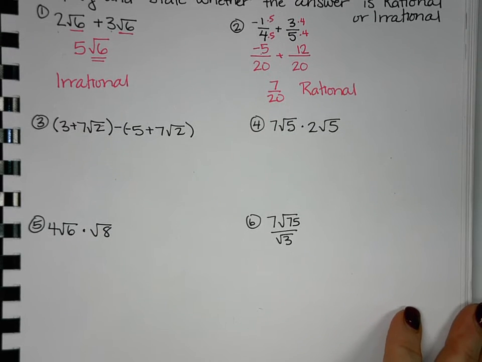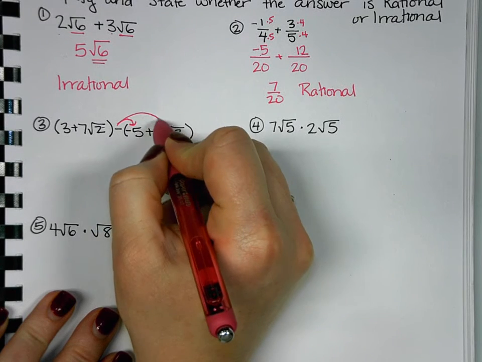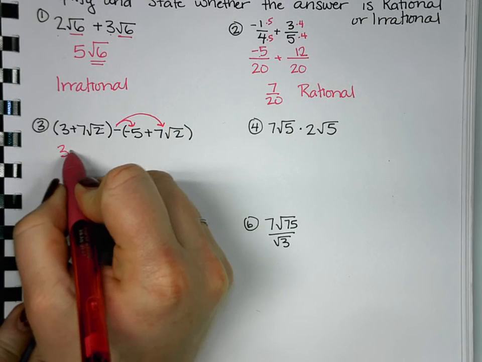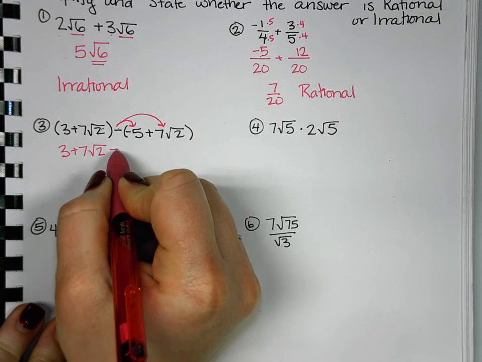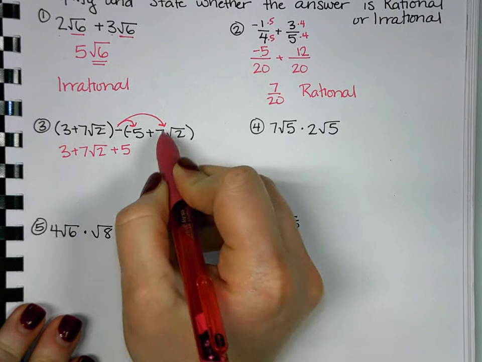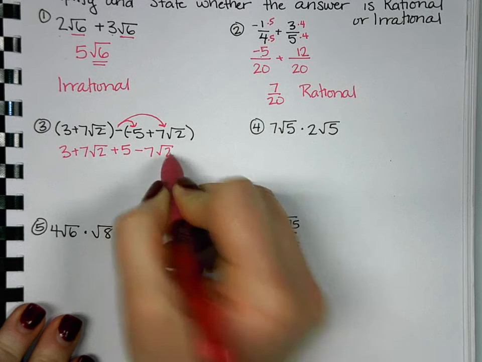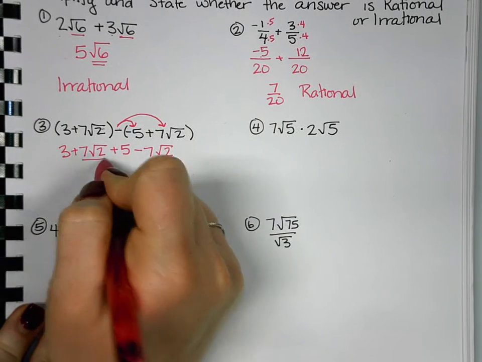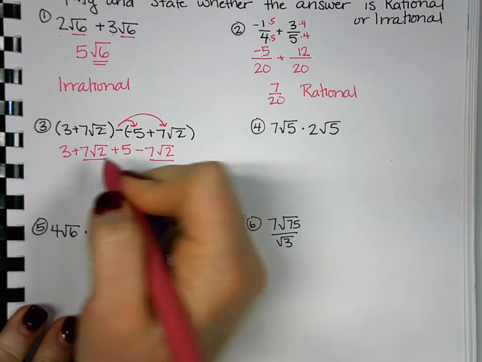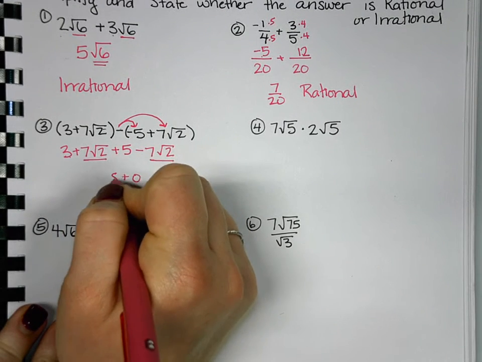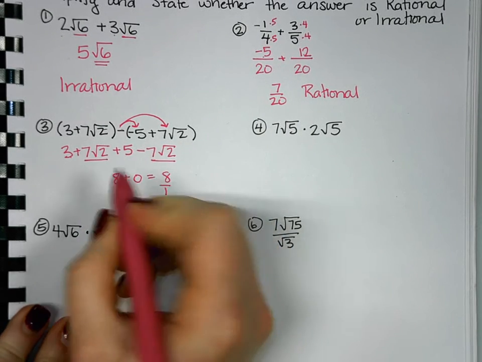Okay, number 3. We're going to distribute our negative. 3 plus 7 root 2. Two negatives here make a positive, so it'll become plus 5. Negative, and then a negative and a positive will be negative 7 root 2. So when we add like terms, we have 7 root 2 and negative 7 root 2. Well, that adds up to 0. 3 plus 5 is 8, so we get our answer of 8. 8, we can write that as 8 over 1, meaning it's rational.